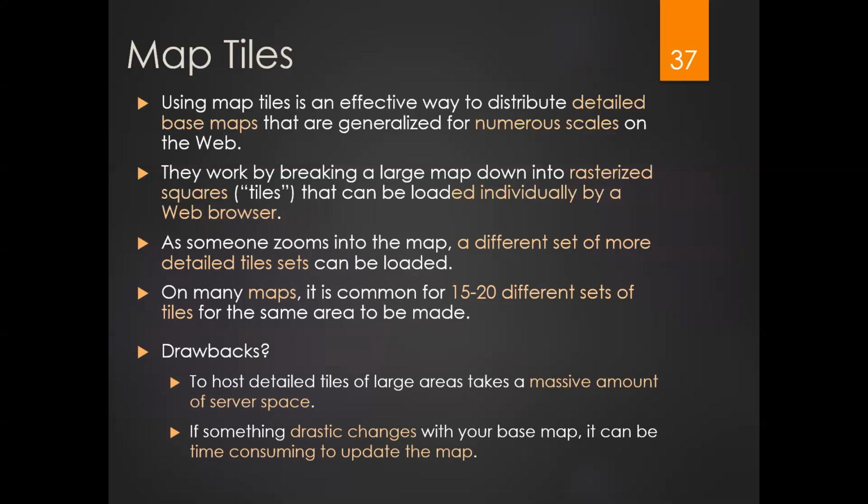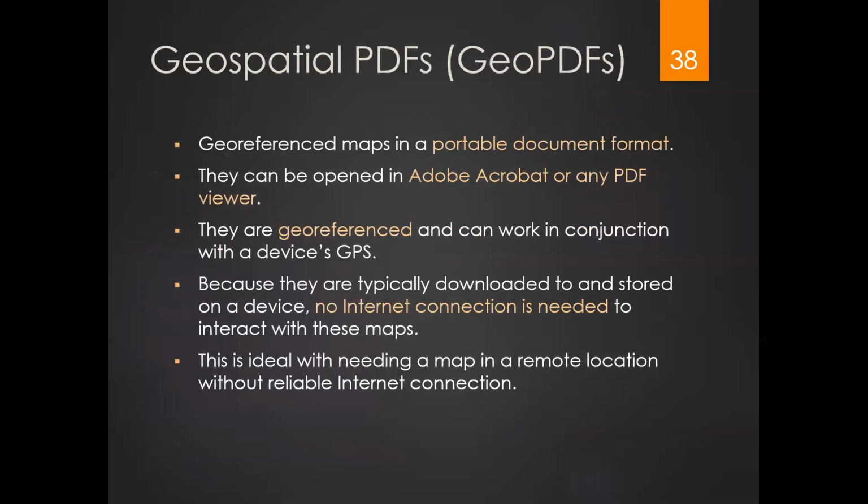And also if something drastic changes, huge changes with your base map, it can be time consuming to update the map. What does it mean? It means that when you are zooming in or zooming out, like I said, some tiles will be shown. The rest of them will be hidden, okay? This process also needs time to implement. So when you are zooming in or zooming out, you will feel the lag because the computer needs some time to decide which part of the map should be loaded and which part should not be loaded, okay? So that's the map tiles format, okay?